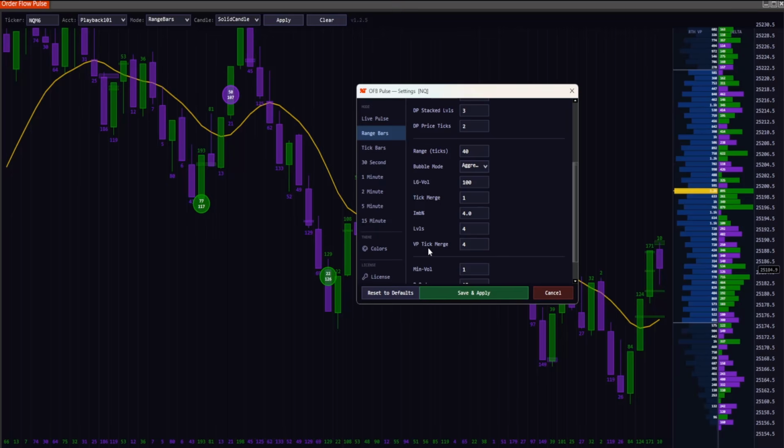Now, the volume profile tick mark is just a volume profile right here. And the level 2, well, I'm not going to show that because the level 2 needs real time data, and I'm showing this on a playback. But those are my settings.